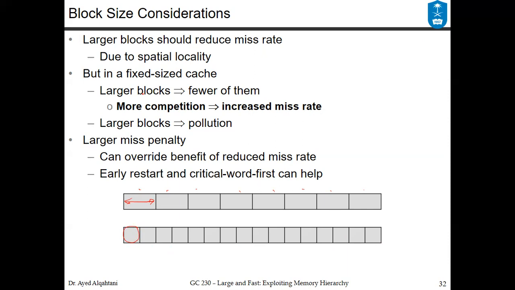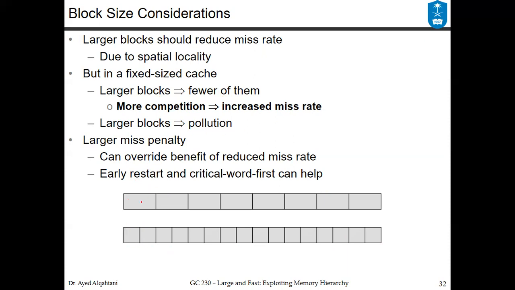So larger blocks make fewer of them, and this means you will have more competition. There will be more competition in the cache. From the main memory, many of the locations will compete for the same position, and this could increase the miss rate.